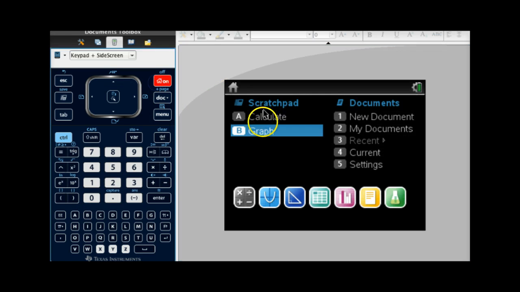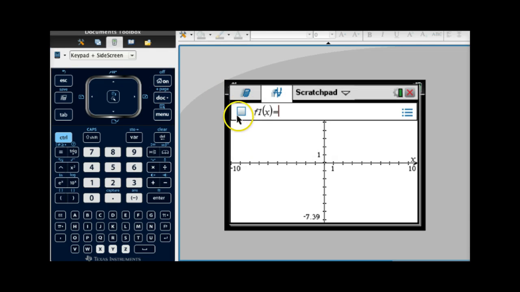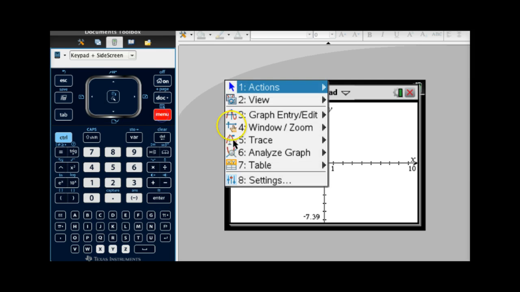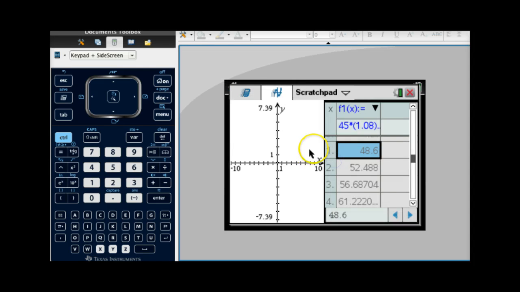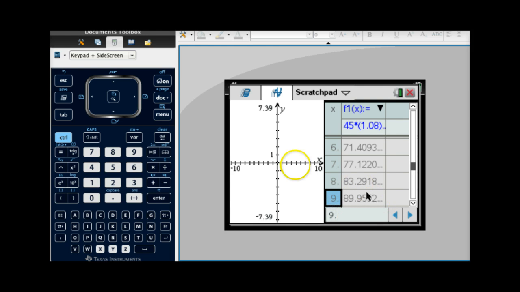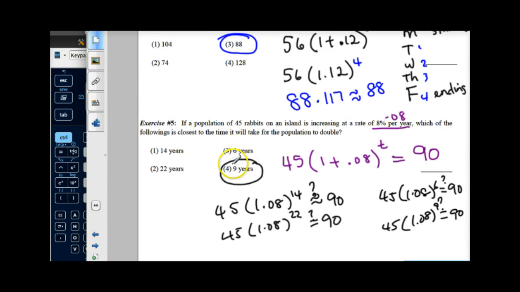So you go back to document, you go to graph, enter the formula that we just found, 45 times 1.08 to the x, enter. I don't care if it doesn't show up, I want to go to my table. The first one says that I'm looking for 90. So I'll keep going down. Where do I see something that's close to 90? If you look at it, 8.98 is the closest. And that's why when x is 9, that's how I got my answer as 9.